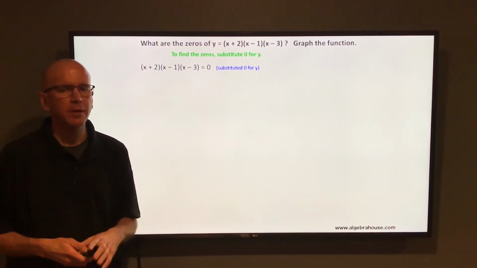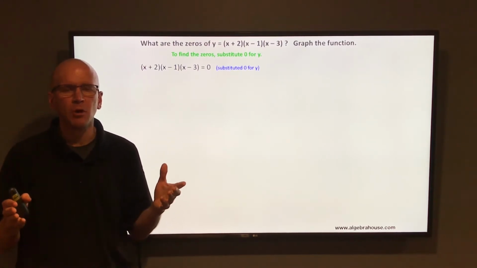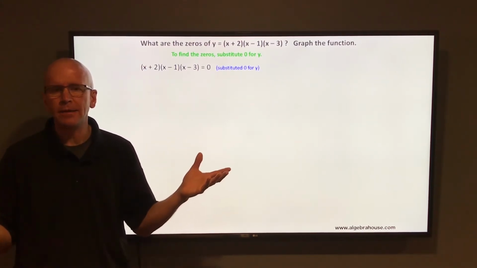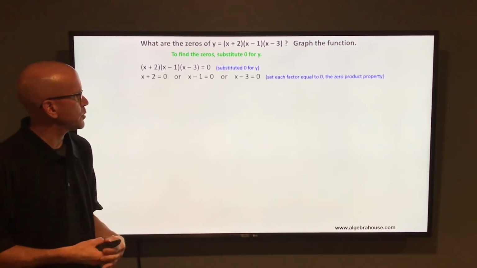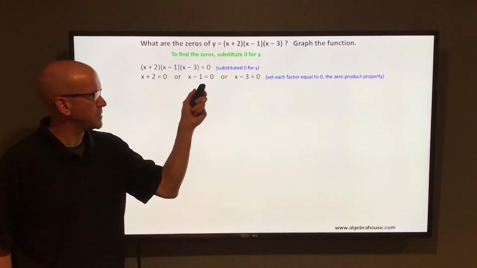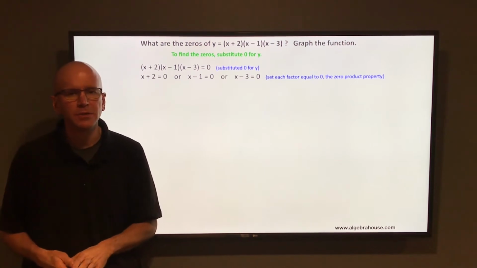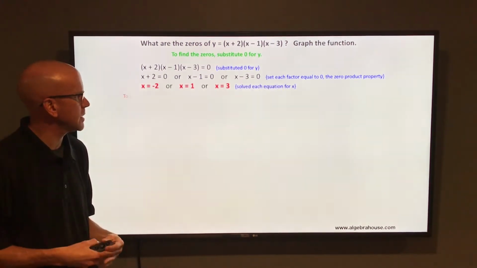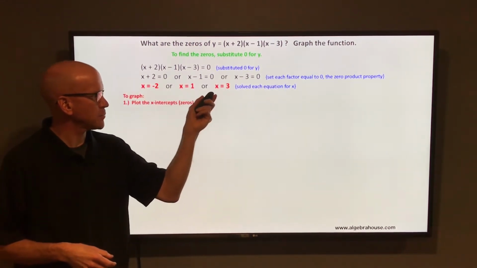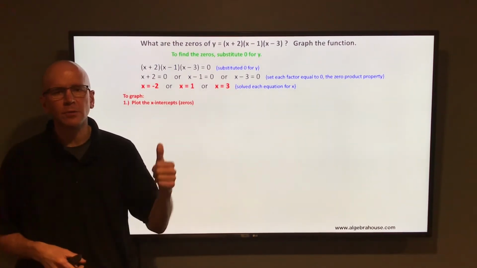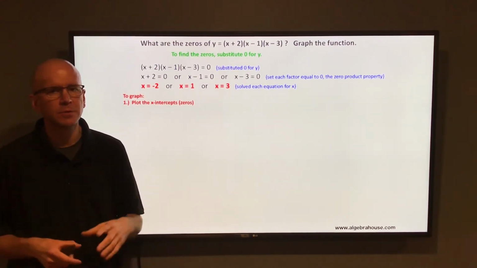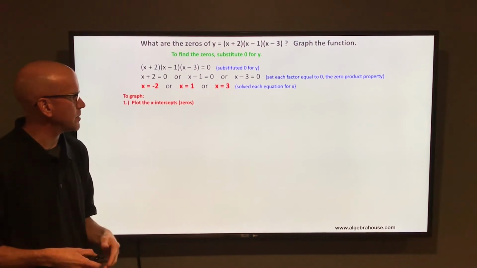So set each one equal to 0, because if you have two or more things multiplied together equaling 0, any of those could be 0. So x plus 2 could be 0, x minus 1 could be 0, or x minus 3 could be 0. Then solve each one of those for x. You get x equals negative 2, x equals 1, or x equals 3. So those are the zeros, the roots, the solutions, the x-intercepts to that equation.